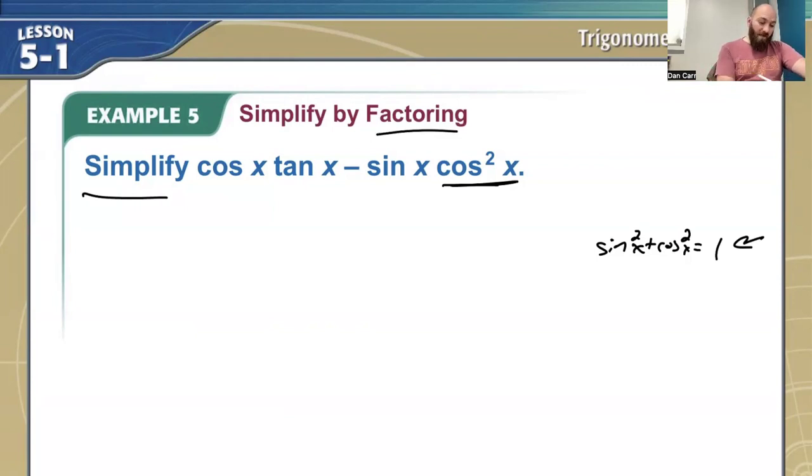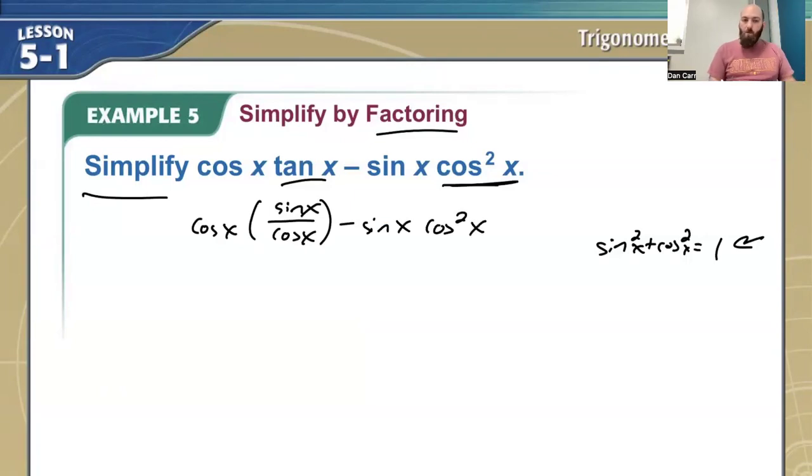First thing I'm going to rewrite is tangent. Remember, tangent is the same as sine divided by cosine. So I can take this as cosine multiplied by sine of x over cosine of x minus sine of x cosine squared of x. Okay. My reason for doing that is now these two cosines will cancel each other out. So this part simplifies to just sine of x.